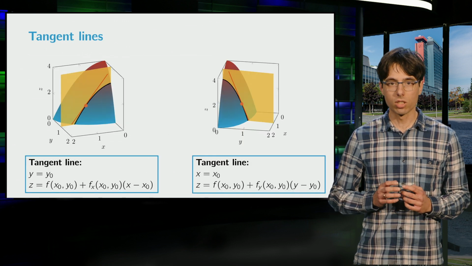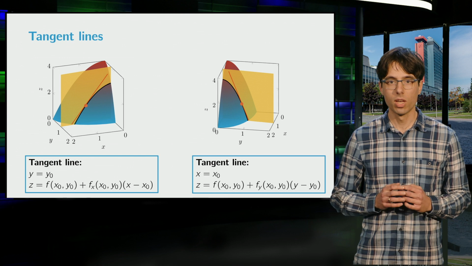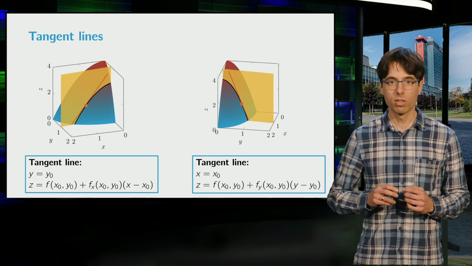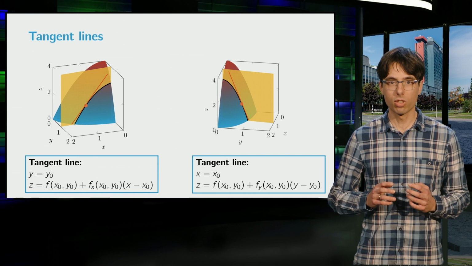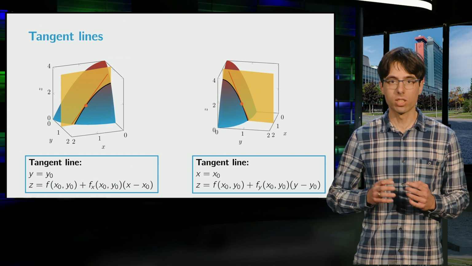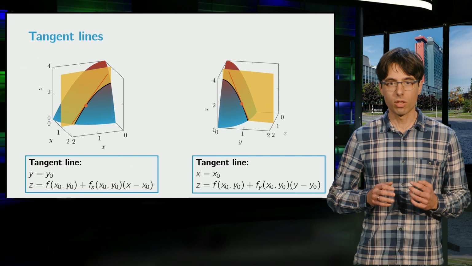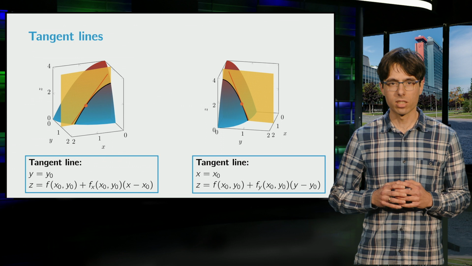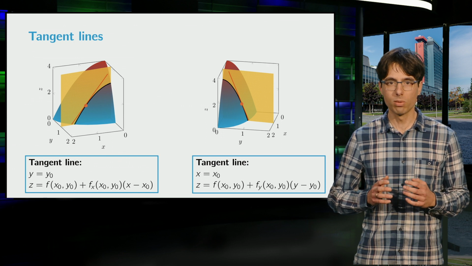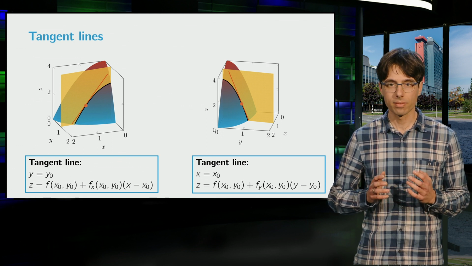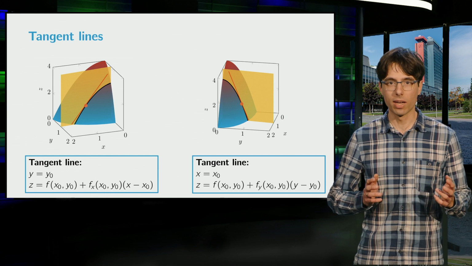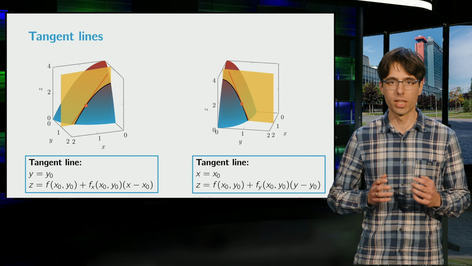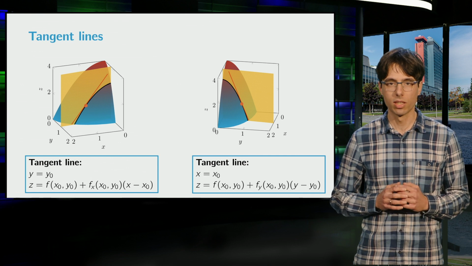To generalize this notion to functions of two variables, we immediately have two clear options. Indeed, we could consider the tangent line in the vertical plane parallel to the y-axis and the tangent line in the vertical plane parallel to the x-axis. We saw in the previous lesson that these lines have slope equal to the partial derivative with respect to x and y respectively, and so we find the lines given by the sets of equations shown on the slide.